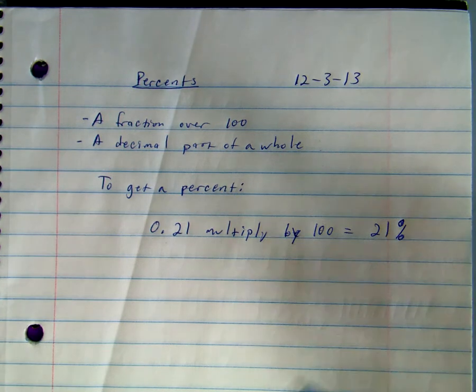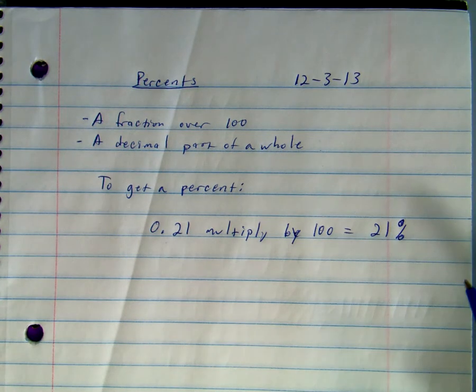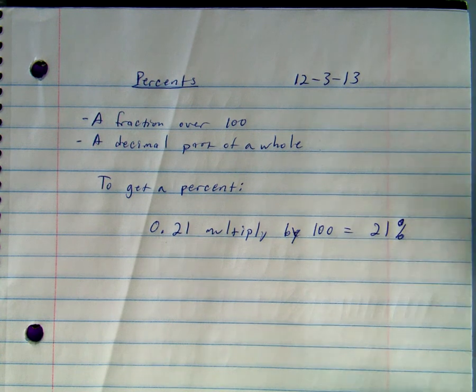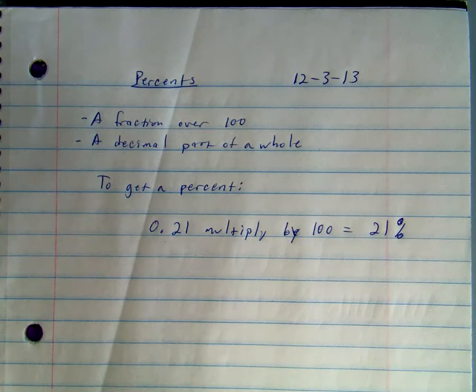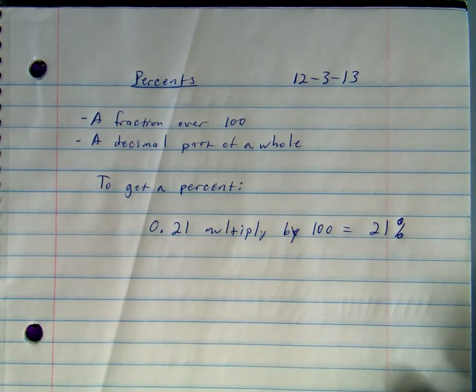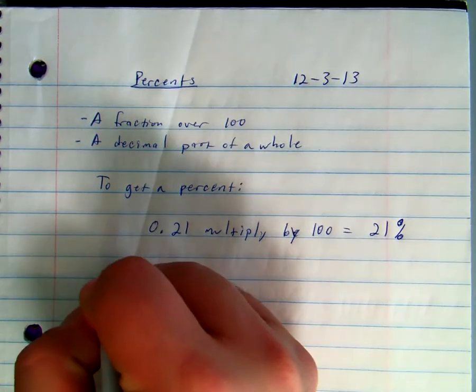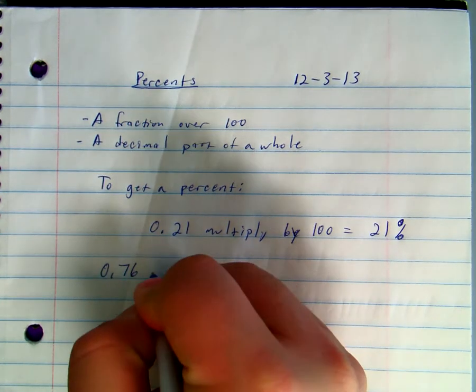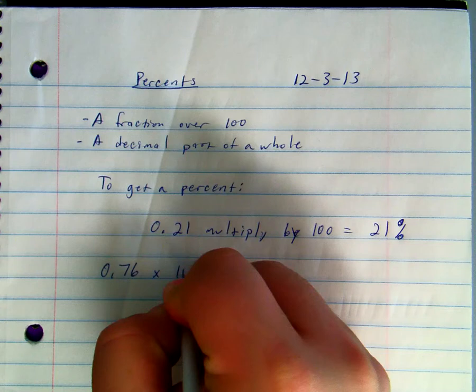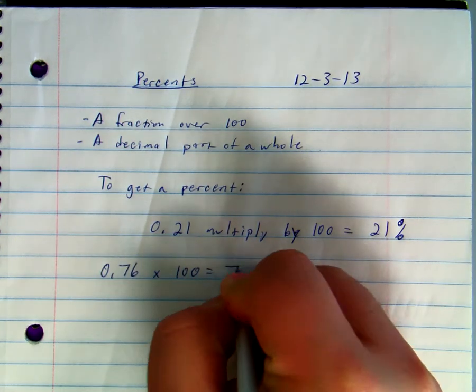So when you see 2% milk, that means 2 out of 100 parts of that milk is heavy cream or whatever the milk is. So I just wanted to explain that in real world terms for you. So if I were to give you 0.76, you'd multiply that by 100 and you'll get 76%.